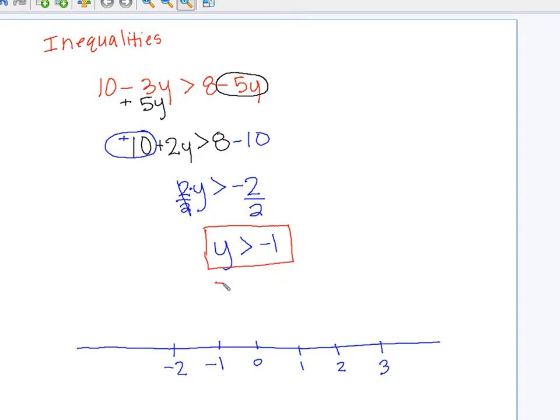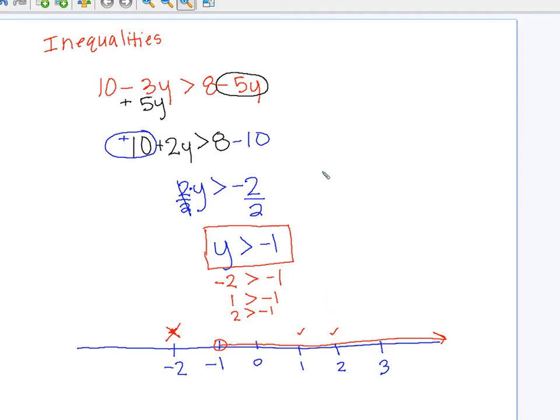For example, if I put in negative 2, would the alligator go after negative 2? No, he would not. If I put in a positive 1, is positive 1 greater than negative 1? Yes. Is positive 2 greater than negative 1? Yes. So I'm going to do an open circle on negative 1. Open circle because there's not a line underneath. And I shade to the right. That means all the numbers that I have shaded are larger than negative 1. All the numbers that I shaded, I could substitute in here, and they would be larger than negative 1.